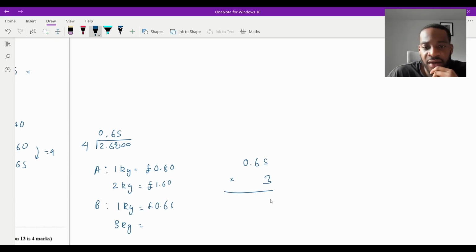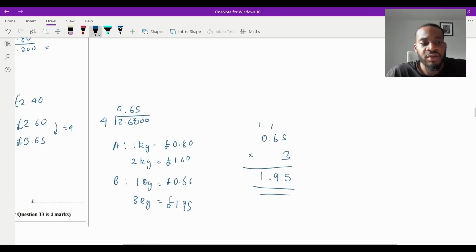That's going to be 15, so carry the 1. 3 times 6 is 18, add the 1, that's going to be a 9. And then put the 1 there, that's going to be £1.95. So therefore, that's going to be £1.95, like that.